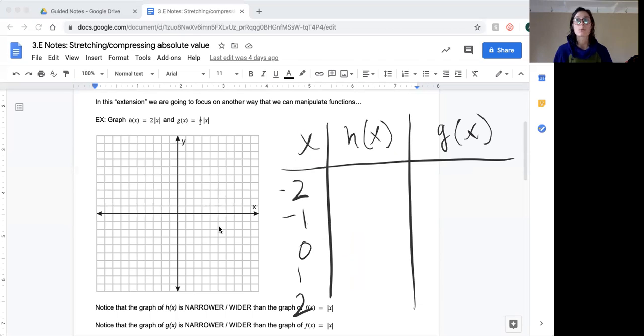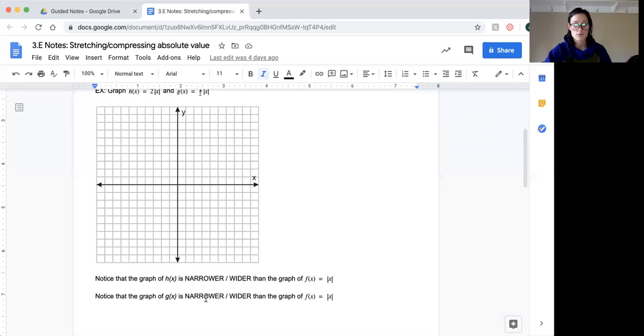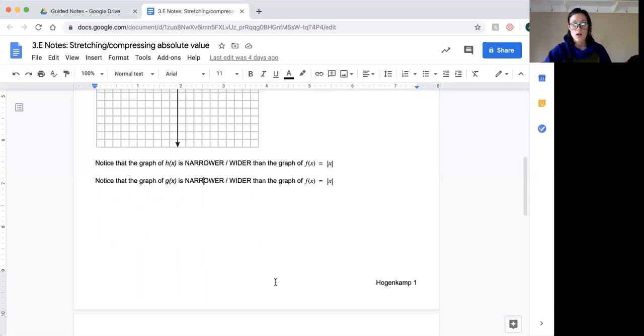As a reminder, you should be really familiar with the absolute value function and what that graph looks like, because again, that is one of our 4 OG functions, and those are the ones that we need to be very comfortable with manipulating. And so this is another way that we can manipulate, is stretching and compressing, and we're focusing on, again, doing that with absolute value functions. So I want you to go ahead and fill out this table, graph the absolute value functions, and then notice that the graph of h of x is either narrower or wider than the graph of f of x equals the absolute value of x, and then the same thing goes for g of x. So I want you guys to figure that one out on your own.